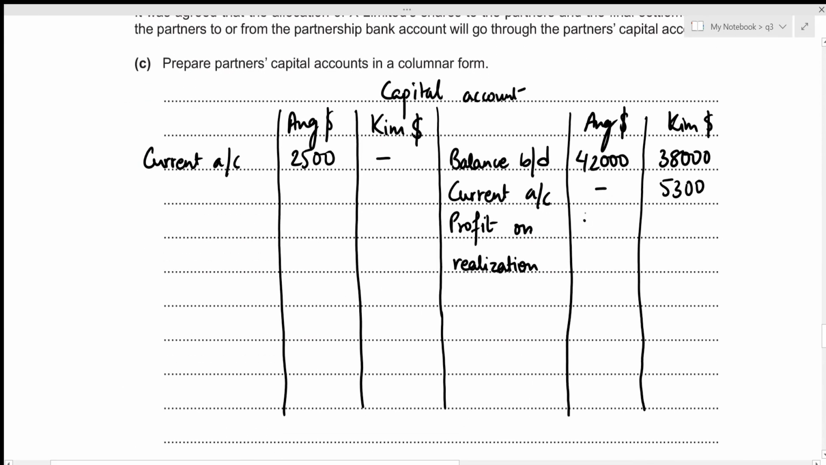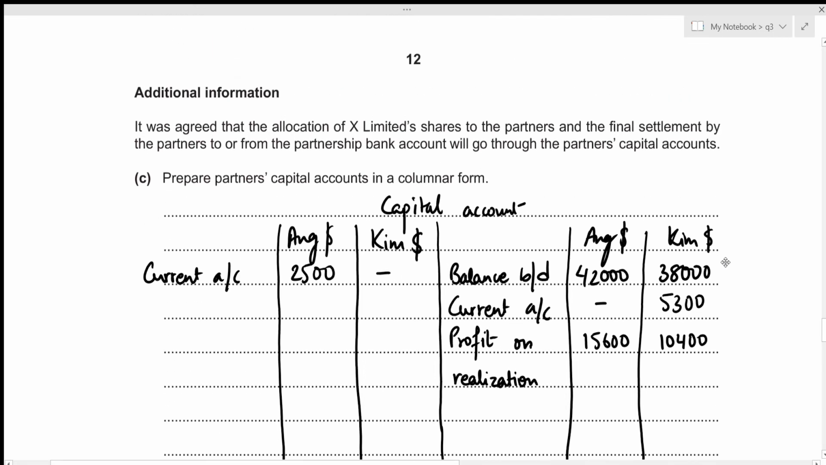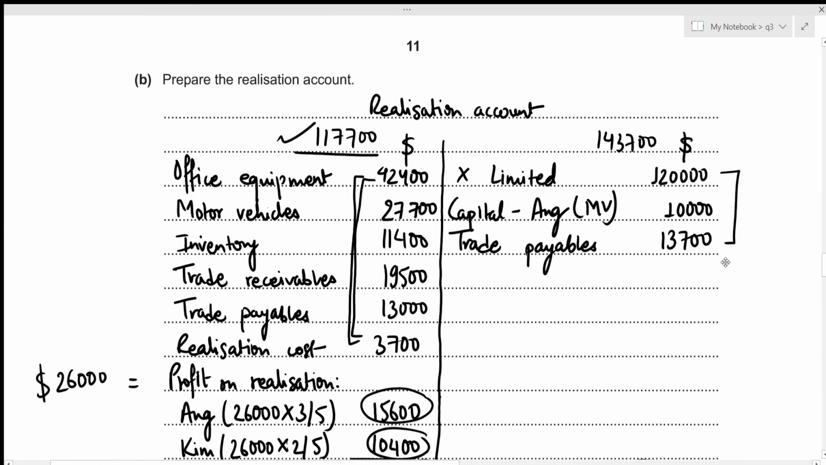For Ang, it was 15,600, and for Kim, it was 10,400. Then we also know that only one motor vehicle was taken over by X Limited, and the remaining motor vehicle was actually taken over by Ang, which we recorded in our realization account as well, right? So while taking over the motor vehicle, she definitely has to pay back to the partnership account, which means that she needs to pay this 10,000 back to the partnership.